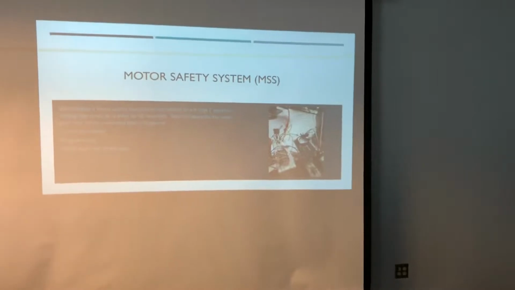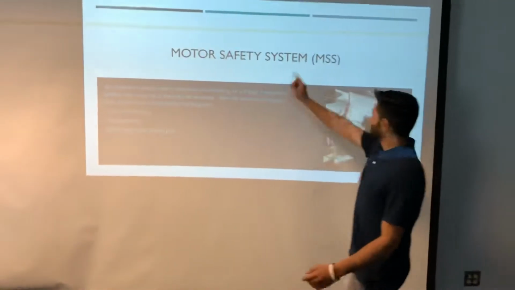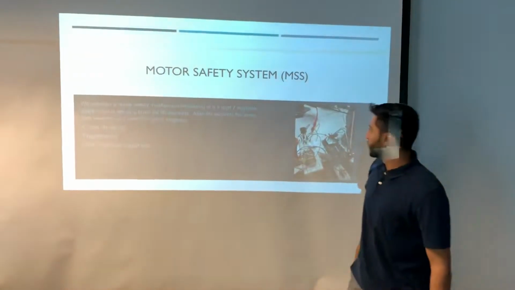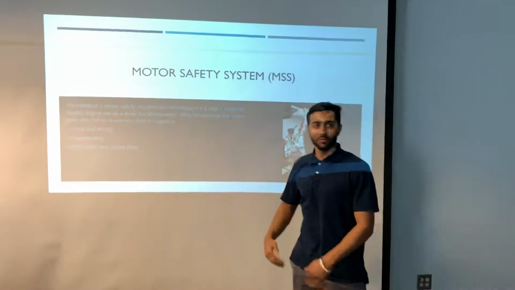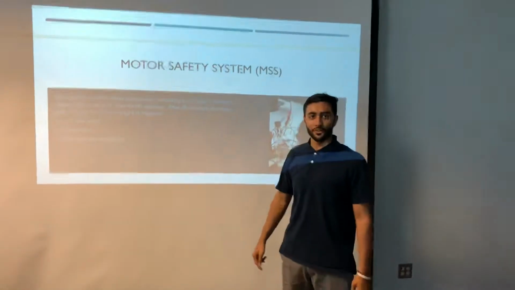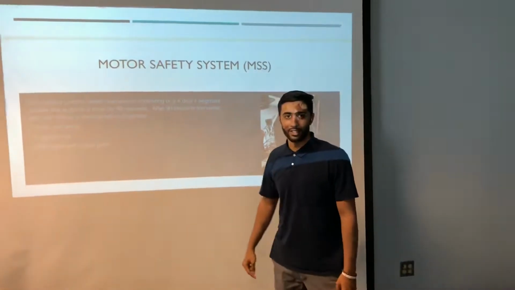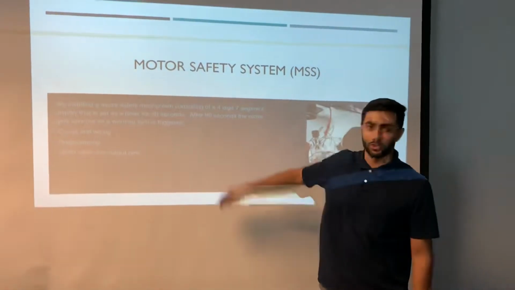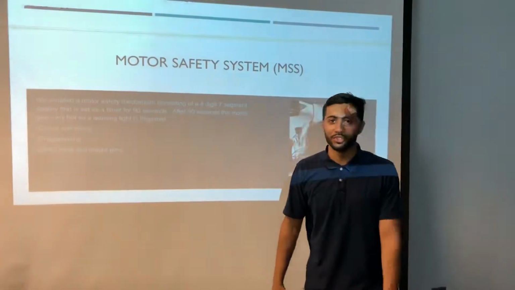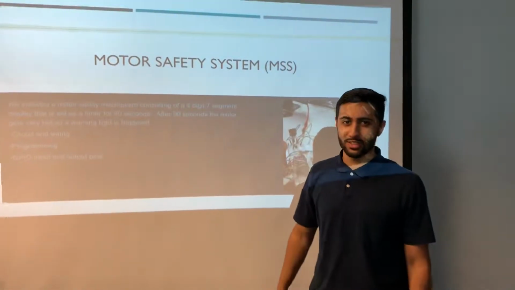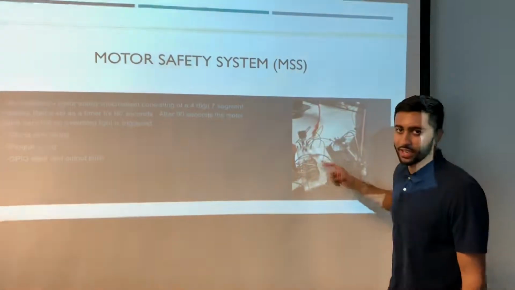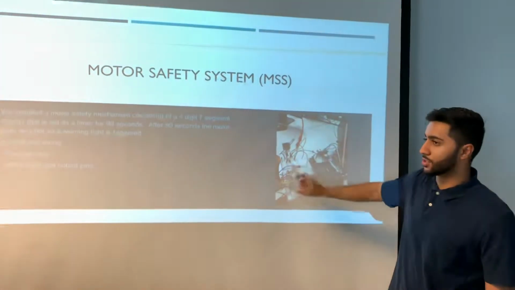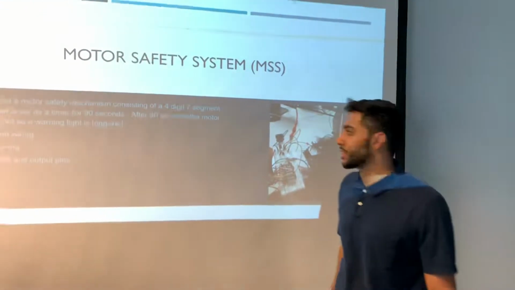So what I created was the motor safety system. I call it the MSS. I used a 4-digit 7-segment display. I designed the logic for it to make it count from 0 to 99 seconds. Through trial and error, we found out that the motors heat up at around 90 seconds. So once the timer gets to 90 seconds, the motors are stopped, and it will turn on some warning lights to tell us that the motors are overheating.